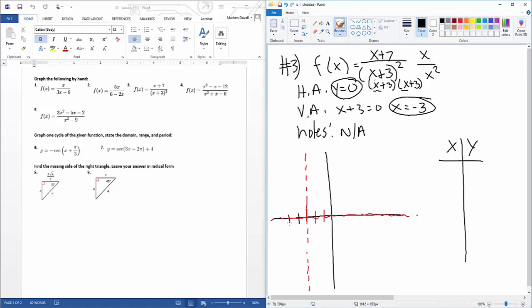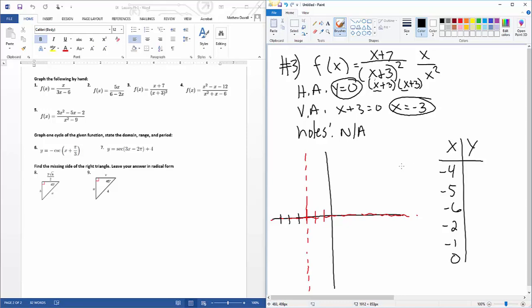So what are the values on that side of my vertical asymptote? If that's negative 3, then I have negative 4, negative 5, negative 6. And then plug in values on this side of it. So if that's negative 3, negative 2, negative 1, 0. So now I need to take all this information and plug it in.